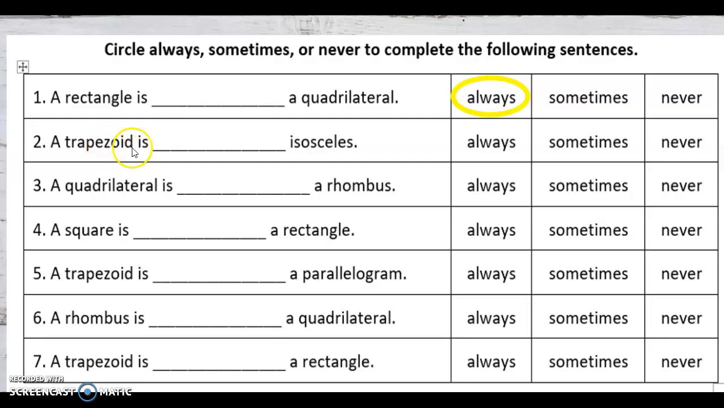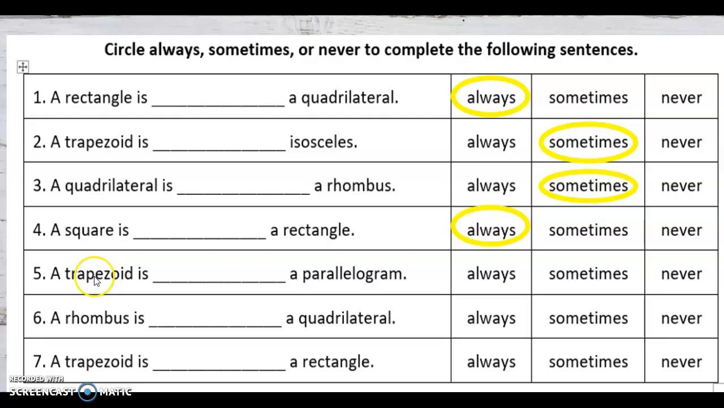2, a trapezoid is blank isosceles. Sometimes it's isosceles, sometimes it's not, just like that 2 90-degree angle one. A quadrilateral is, so we're starting at the top and we're going down, which makes it a sometimes. Sometimes it's a rhombus. A square is, so bottom, up, always. The square is at the bottom of that chart and it's always a type of rectangle.